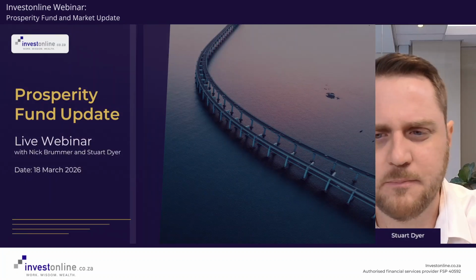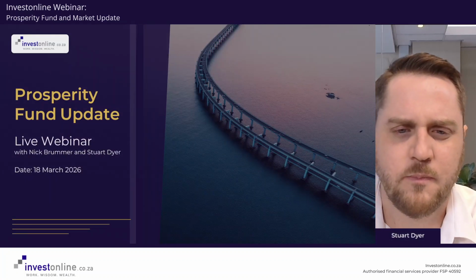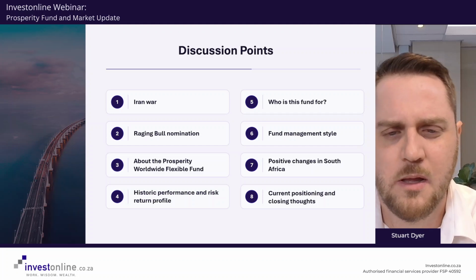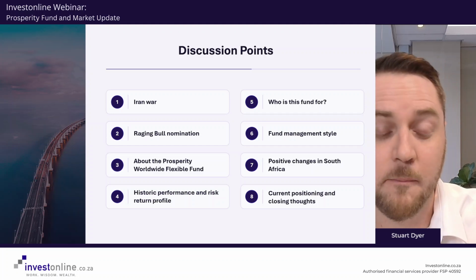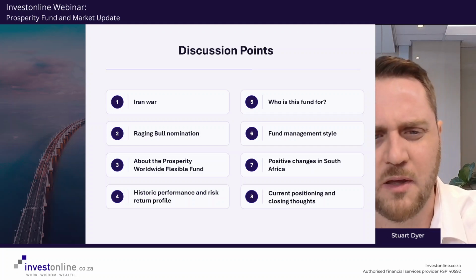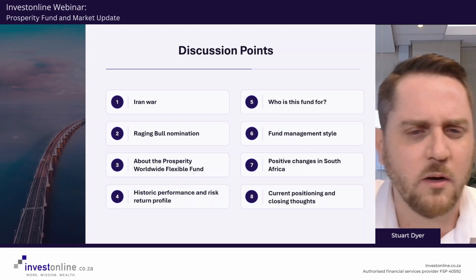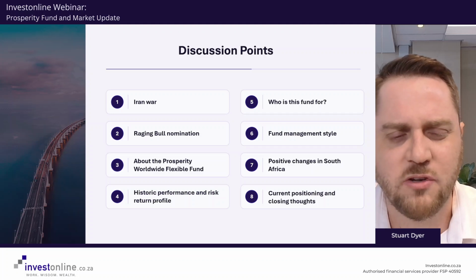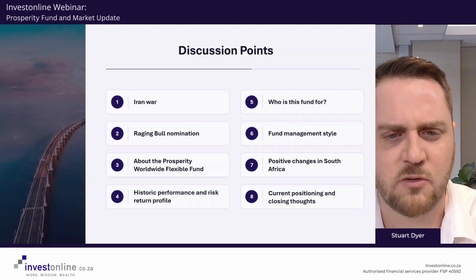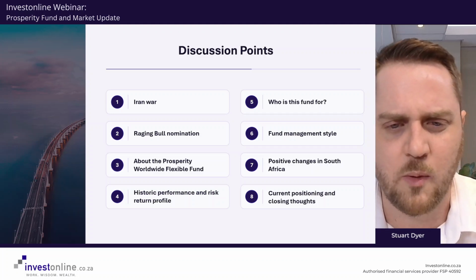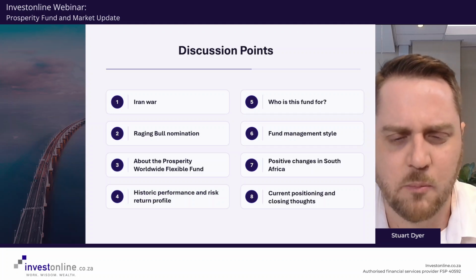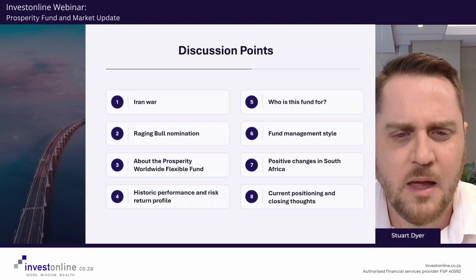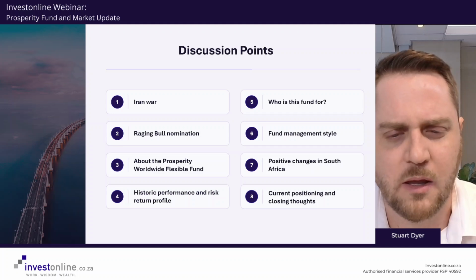Good, so let's see what we're going to be talking about today. Nick's going to just talk about the current state of affairs in markets, and obviously this Iran conflict that's going on at the moment, the Raging Bull nomination that the fund has received, and Nick's going to give background around the Prosperity Worldwide Flexible Fund, a fund that most of our clients will be familiar with.